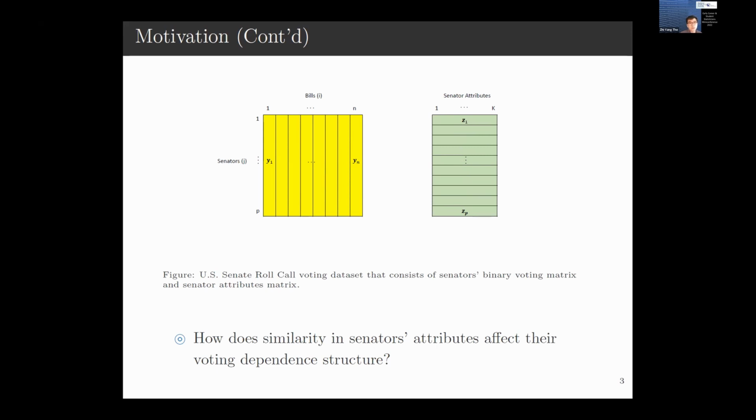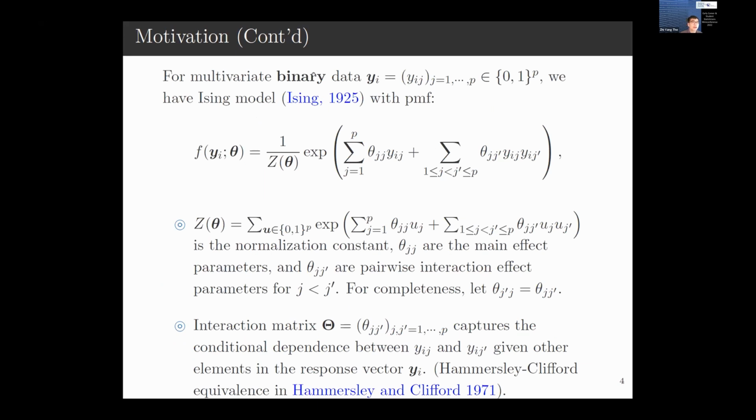And so for this kind of multivariate binary data, we have the Ising model. The Ising model is basically a model for multivariate binary data with the following probability mass function. Here Z(theta) is just a normalization constant, which ensures that your probability mass function adds up to 1. And these theta_jj are just your main effect parameters. And the more important ones are these theta_jj', which are what we call the pairwise interaction effect parameters.